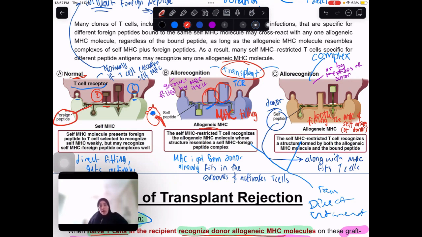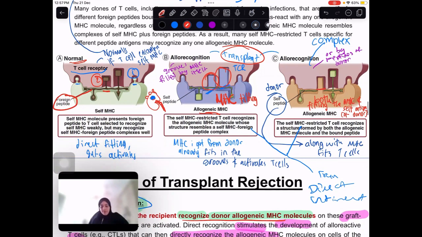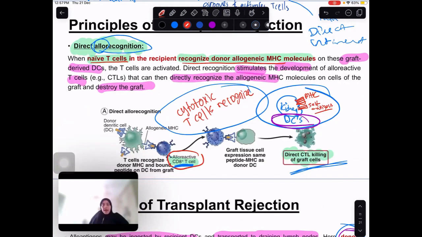Or it's that I have self MHC from the dendritic cells, my own dendritic cells. So the difference here is that in direct allorecognition, the MHC is not my own. Why? Because it is going to be from the kidney's own DCs. Yani, the kidney in this case is the donor, the graft, I mean.